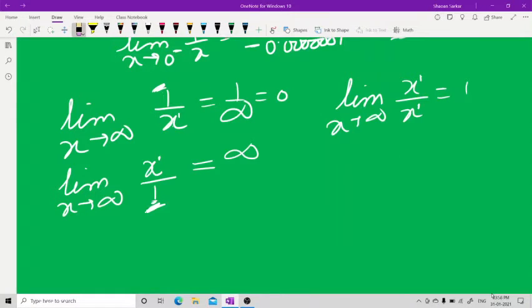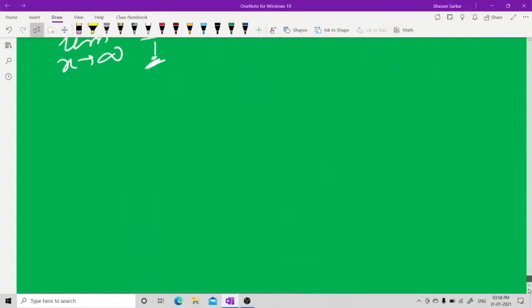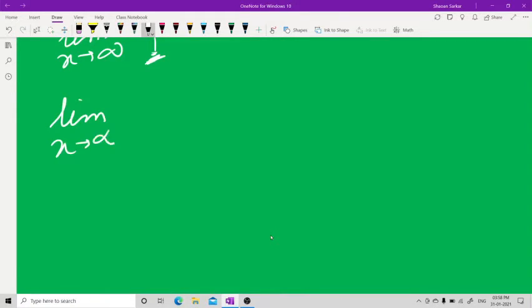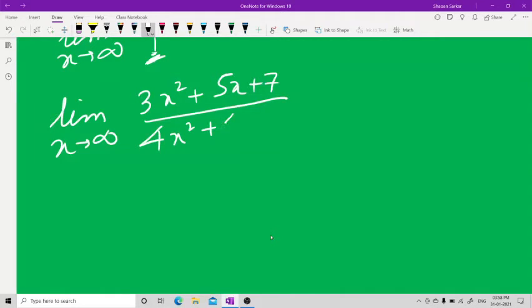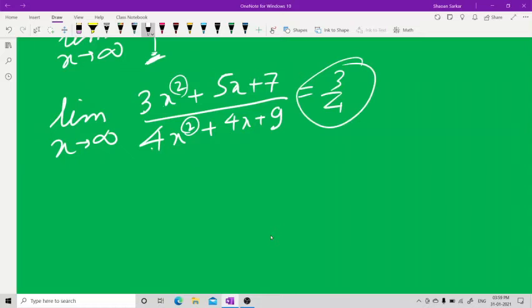Now let's do some more examples. Let me tell you the actual type of examples that you need to understand. Now you take this type of question: limit x tending to infinity, 3x square plus 5x plus 7 upon 4x square plus 4x plus 9. This type of quadratic expression you have seen in your smaller classes. See, both have the same power. So the answer will be, if you want to do it directly, the coefficient of x square in the numerator and the coefficient of x square in the denominator, that is 3 by 4. But let me tell you how this has come.